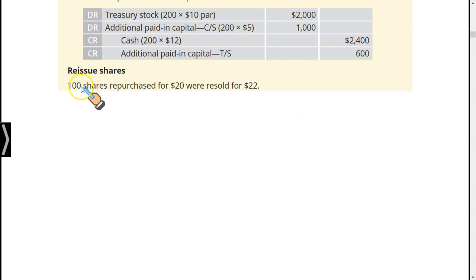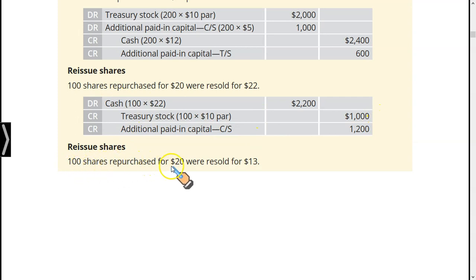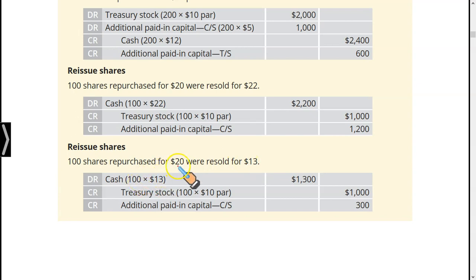Now we are reissuing 100 shares repurchased for 20, resold for 22, higher than the price we paid. Now this one is fairly straightforward. 100 shares at 22, you receive 2,200 cash. Common stock has a par of 10 each, 10 times 100, that is 1,000, and the additional 12 times 100, that is 1,200, goes to additional paid in capital. 100 shares repurchased for 20 are now being resold at 13 each. Again, it's fairly straightforward. 100 times 13, that's what you receive. And how many shares are you issuing? 100 with par of 10, 1,000 credit to common stock, and the differential goes to additional paid in capital.